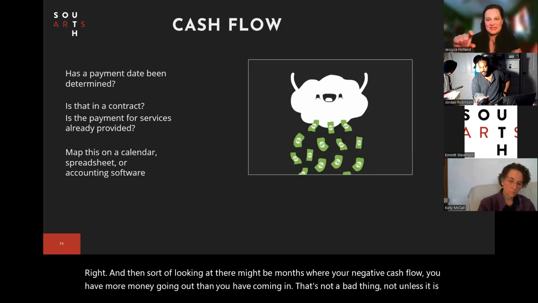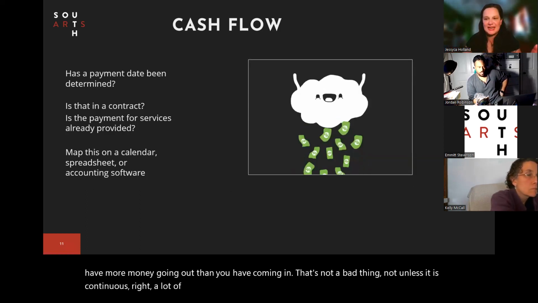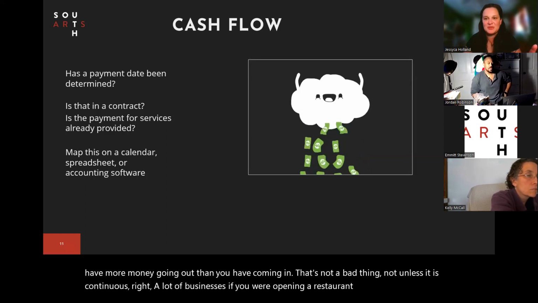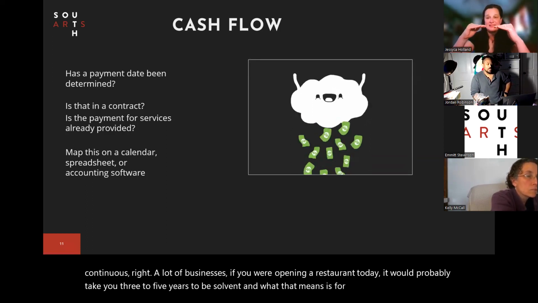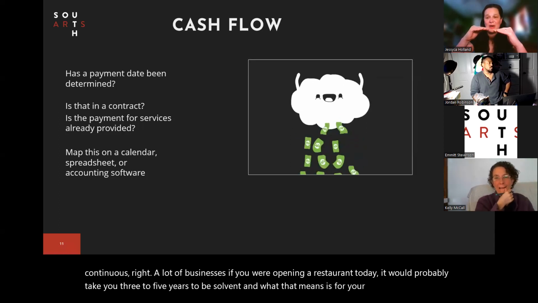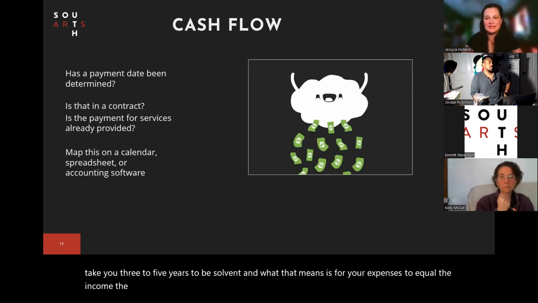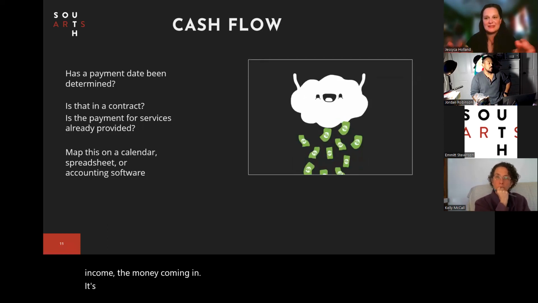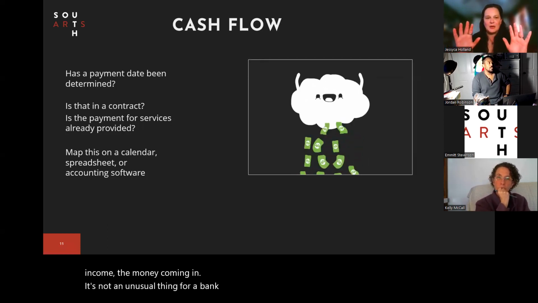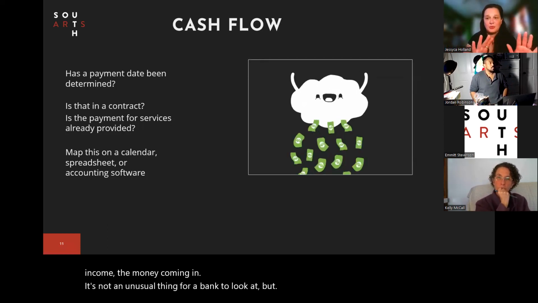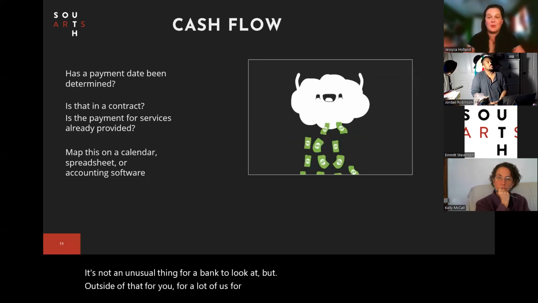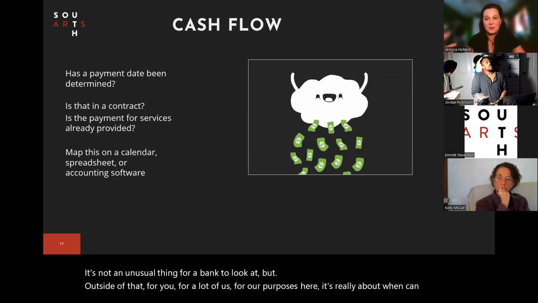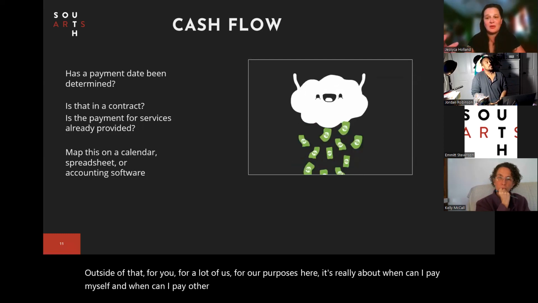A lot of businesses, if you were opening a restaurant today, it would probably take you 3 to 5 years to be solvent. And what that means is for your expenses to equal the income, the money coming in. It's not an unusual thing for a bank to look at, but for a lot of us, for our purposes here, it's really about when can I pay myself and when can I pay other people. And so you want to think through that, right?